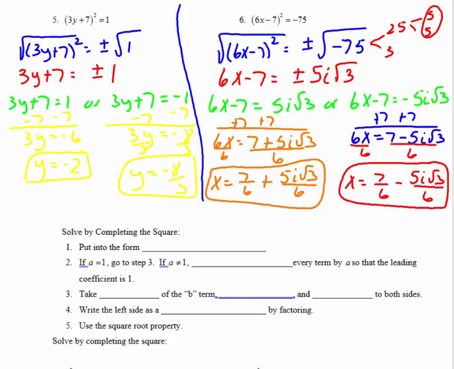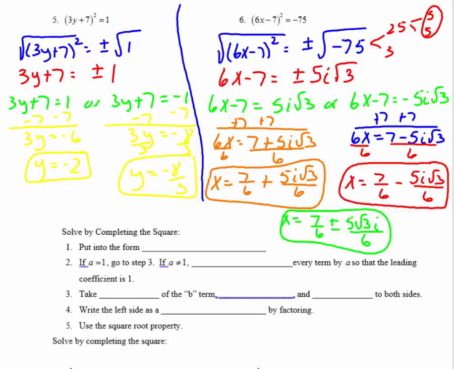You could keep them together as one answer, and that would look like x equaling 7 over 6 plus or minus 5√3 i over 6. So you could certainly keep those answers together.